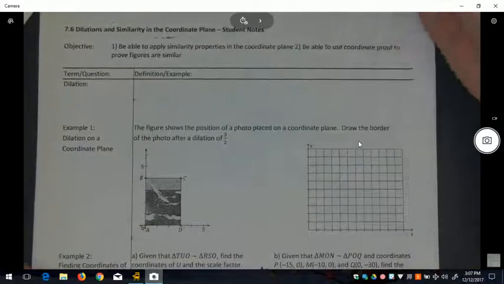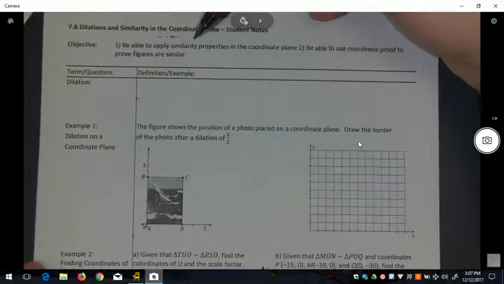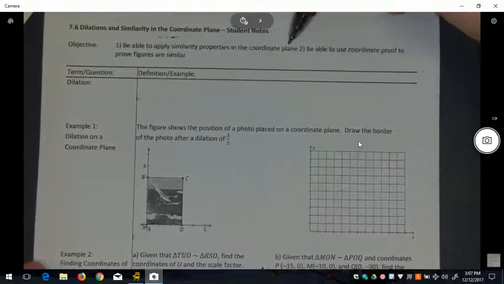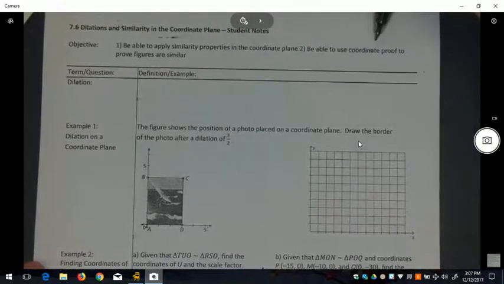The learning targets or objectives for this lesson are to be able to apply similarity properties in the coordinate plane, and secondly, to be able to use coordinate proof to prove figures are similar.